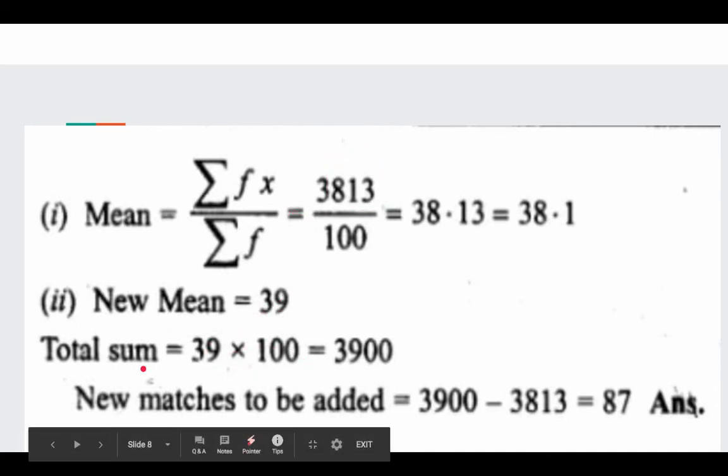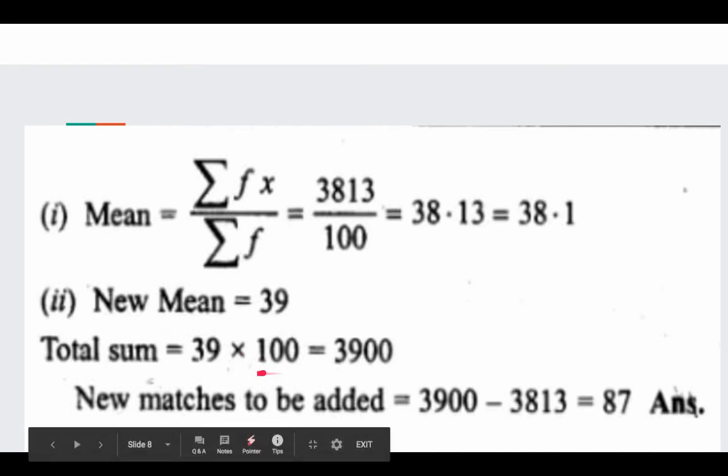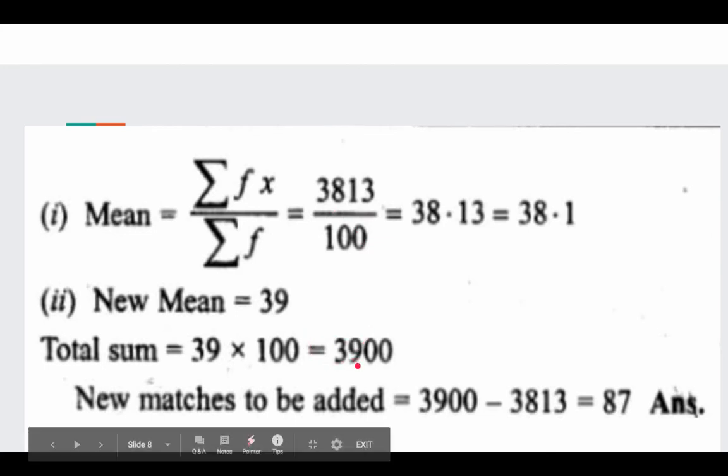How are you getting this? This is the new mean you want. 39 is the mean you want. Number of observations remains the same, 100. So 39 into 100, 3900. So the question says how many extra matchboxes? Earlier there was 3813. Now how many are needed if 3900 is what you want? Subtract, and this is what it is.